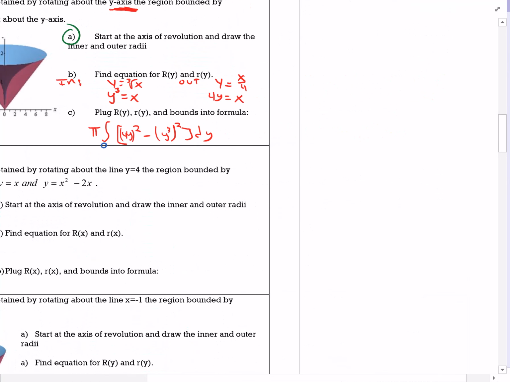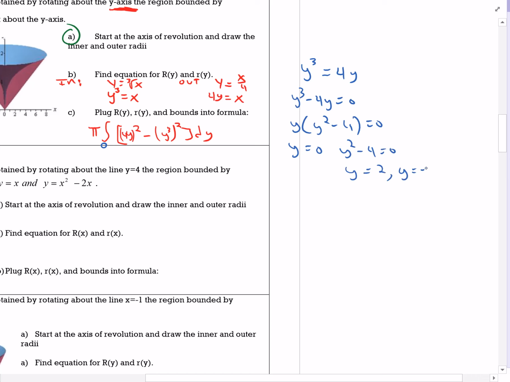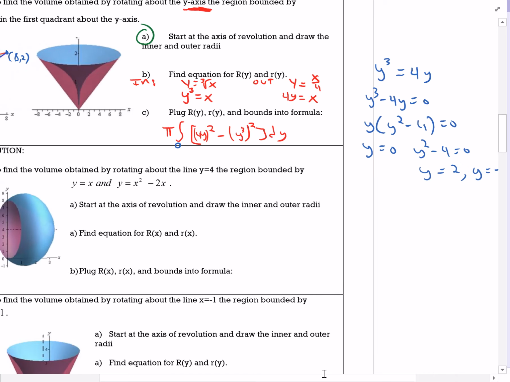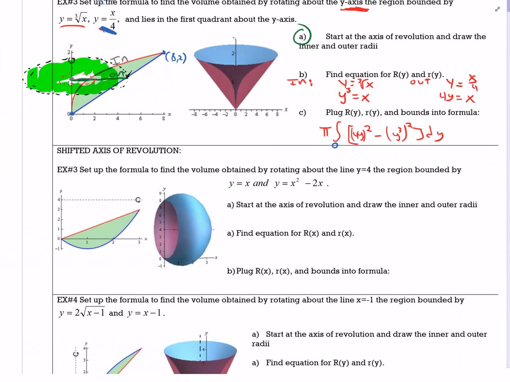So we're going to set these equal to each other. I'm going to set y cubed equal to 4y. We can subtract 4y on both sides. Factor out a y. And we're going to get y equals 0. And then y squared minus 4 equals 0, which is going to give us y equals 2 and y equals negative 2, right? We're using y coordinates here. So y equals 0 is that first piece. We don't have this y equals negative 2 piece because we're not showing that on this graph. But we do have the other piece.